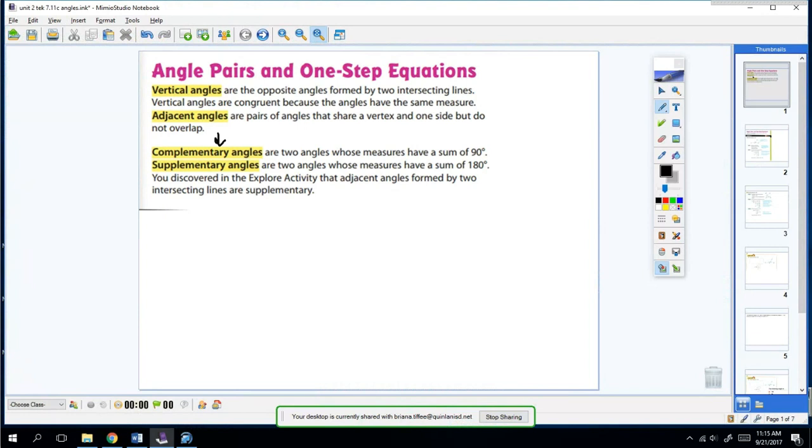Complementary angles are two angles whose measures have a sum of 90 degrees. So one way I want you to remember is C is for corner, meaning 90 degrees.